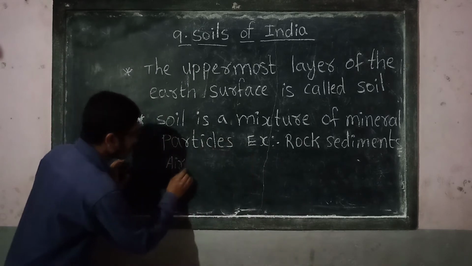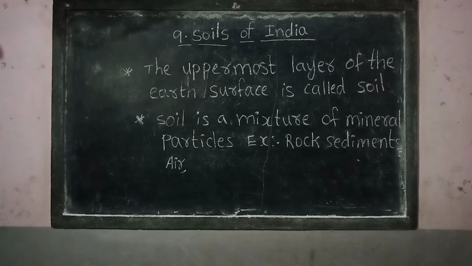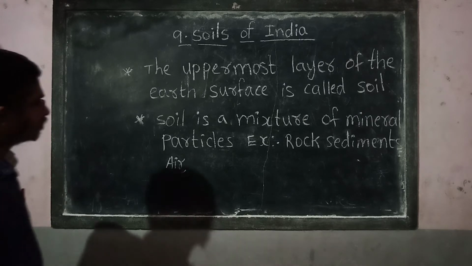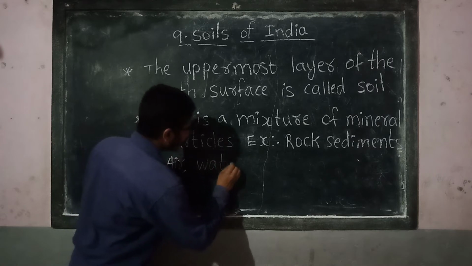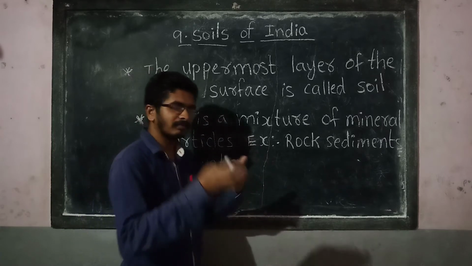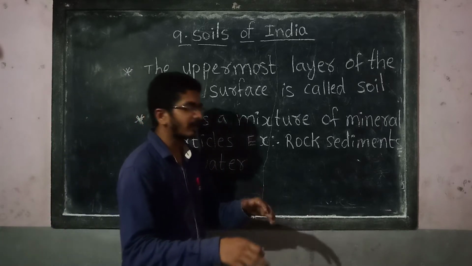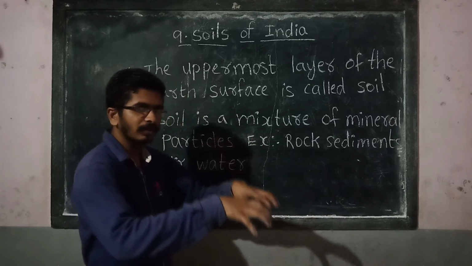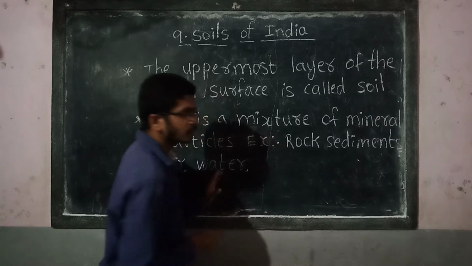So what are the mineral particles? Rock sediments, air, water and humus. Water is also present in the soil. When rain is falling or rivers are flowing, the water gets stored in the soil also. Clear? So water is also present in the soil.